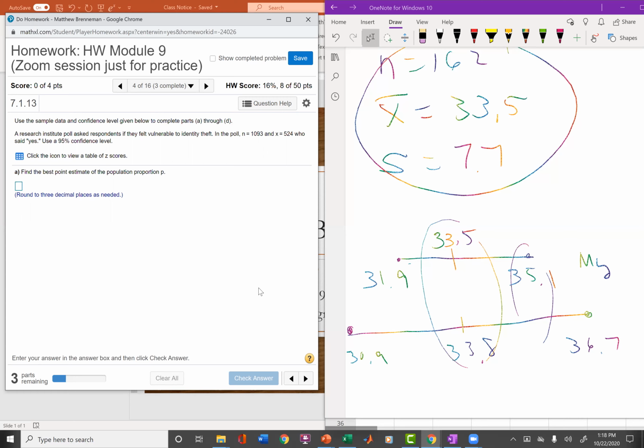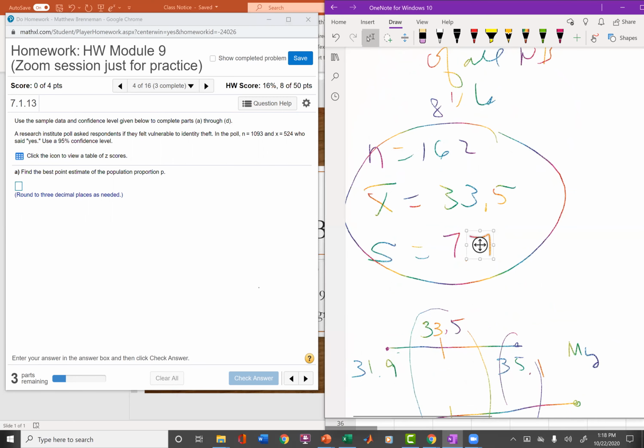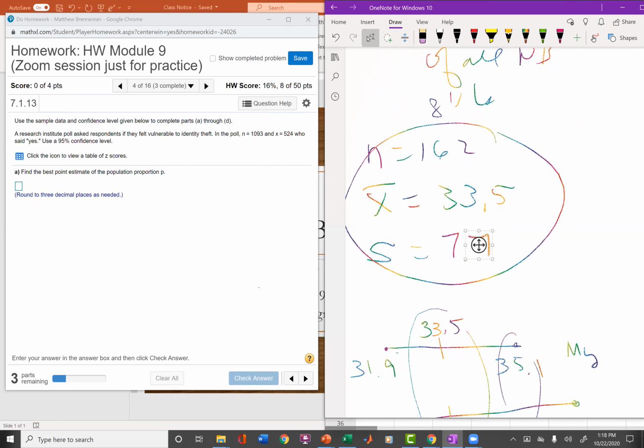Well, look at the data given, right? If I was being asked to compute a confidence interval for a population mean, I'd have to be given the sample mean and sample standard deviation. But here I'm given the sample size and I'm given the number who fall into one category, right? So this is a categorical variable. Do you feel vulnerable to identity theft, right? That has two answers, yes or no. So this is the number of successes. So you have to kind of puzzle through this. So we'll go ahead and put in our answers here.